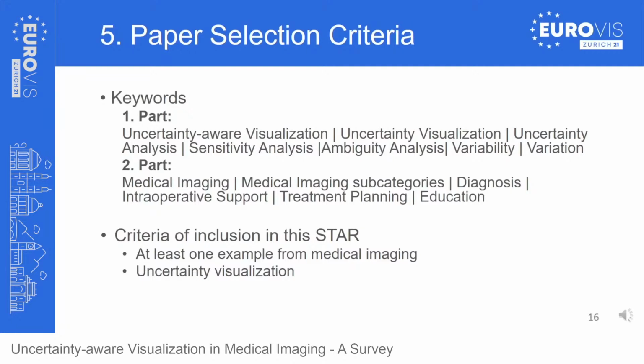And by using all those keywords in all the search platforms, we came up with around 250 papers, and we also had a criteria of inclusion in the STAR, which was first, the paper has at least one example from medical imaging. As I said before, science papers often use medical imaging as a proof of their concept, or the STAR, and the STAR needs to contain uncertainty visualization approaches in general.